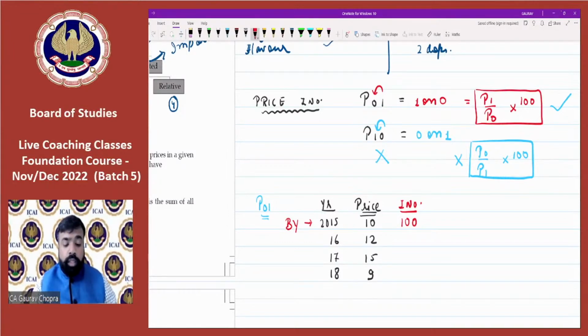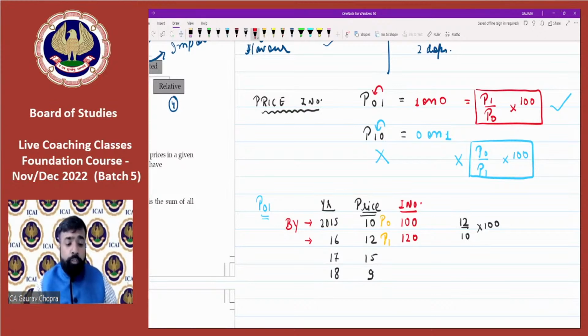Now we have to calculate 2016. So 16 should be compared with 15. So now the year 2016 is the current year, and 2015 is the base year. So 12 is known as the price of current year, and 10 is known as the price of base year. So we can apply the formula. P1 upon P0 multiply by 100. So how much we are getting? We are getting 120.